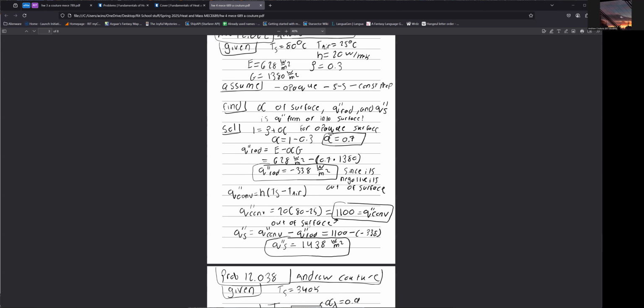And when you add those two together, since the radiation is also going out of the surface, you'll get a total combined heat flux of 1438 watts per meter squared. Again, going out of the surface.